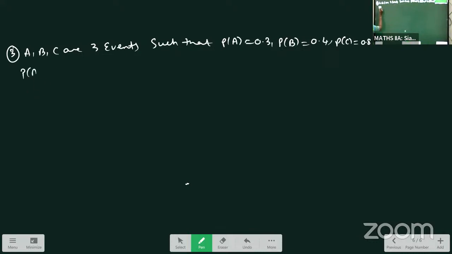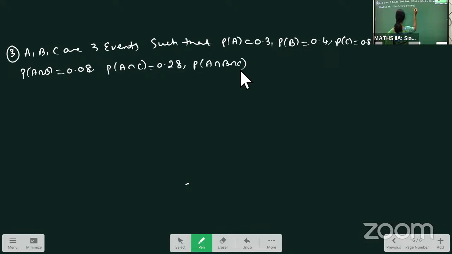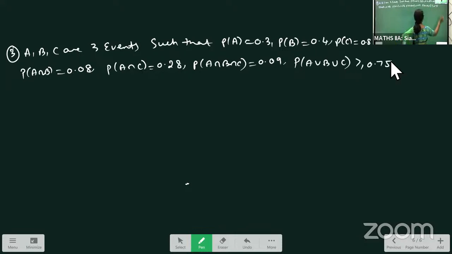Probability of A intersection B is equal to 0.08, and probability of A intersection C is 0.28. And probability of A intersection B intersection C is 0.09. And one more is given, probability of A union B union C is greater than or equal to 0.75.